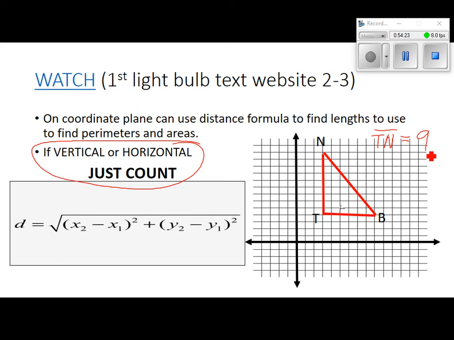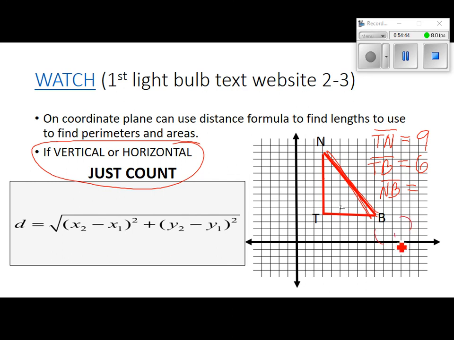9. What's another segment in this picture that we could just count for? Segment TB, good. How long is it? 6. Everybody agree with that? What's the third side in this triangle? Can we just count for it? No. For this side, we have to use the distance formula.